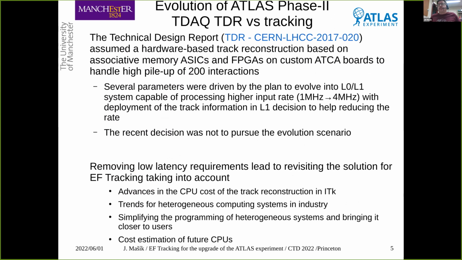So what is the evolution of the tracking solution for the event filter? In the technical design report in 2017, it was assumed that this would be provided by a custom hardware-based system combining associative memory ASICs and FPGAs, and this system would be capable of reconstructing tracks in the conditions of very high pile-up. Several parameters of the TDAQ system were driven by the plan that the system would actually evolve into a Level-0, Level-1 system capable of processing a higher input rate, 4 megahertz with respect to 1 megahertz, and that it would deploy track information in the Level-1 decision to reduce the rate.